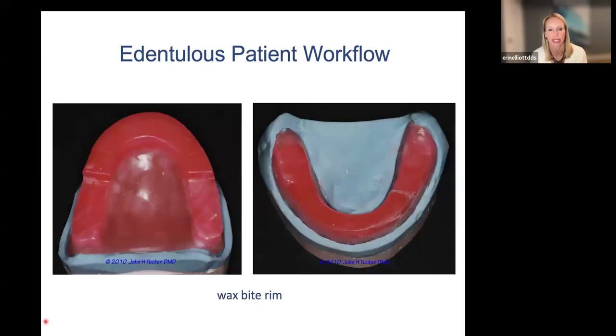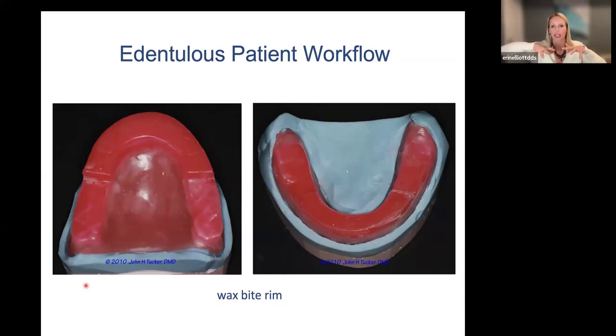So here's the wax rims coming back. Now I've noticed that my lab does not make these little wedges, so I have to make them myself. I use an old school buffalo knife, and you'll see why we need those little markers in the wax rims. And that's so that we can communicate with the lab really nicely. So hopefully your lab makes these, but there's times I have to make them myself, especially if I'm cleaning off the wax rims.